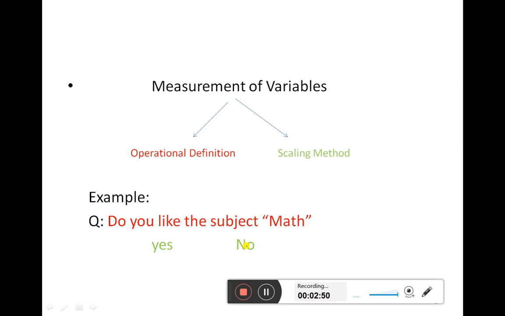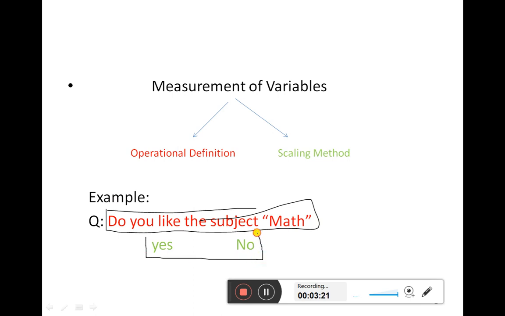The question is what actually we are going to study. Before starting the lecture I would like to make it clear what is basically the meaning of measurement of variable. Now focus on this question. Here, it is a question: do you like the subject math? And then under the question we have two options, either yes, either no.